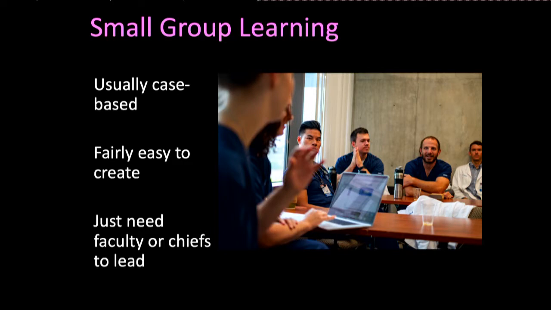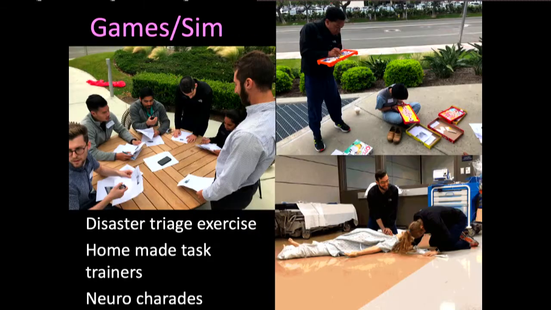It's probably one of the easiest things to make, okay? So you guys can all do this. The biggest issue is you just need faculty or chiefs to run them. So you need enough to make groups. Typically, the ideal size of a group is about 5 to 6. Getting bigger than that, it's not really small groups anymore, okay? So small group learning is very easy.